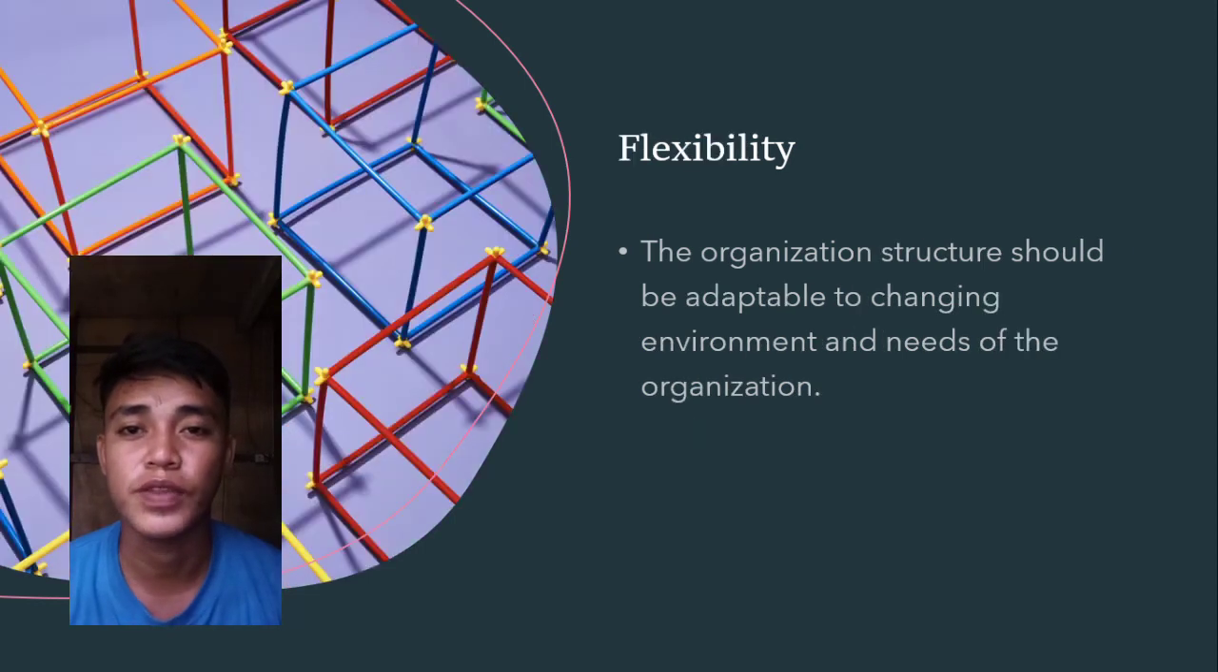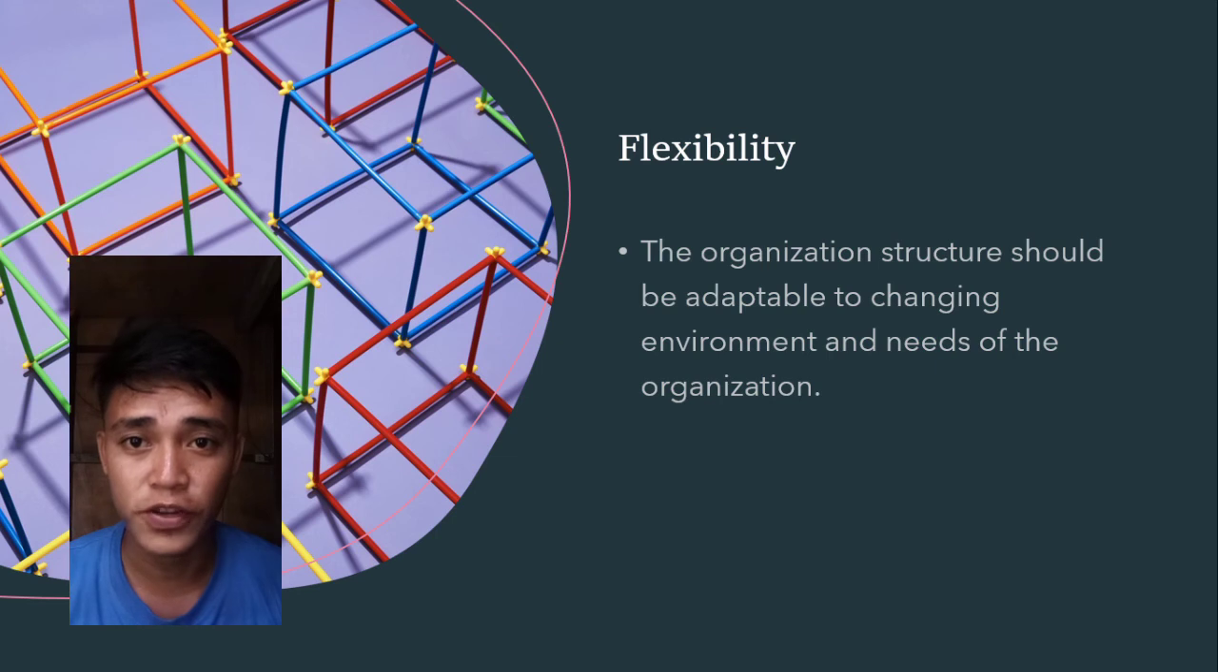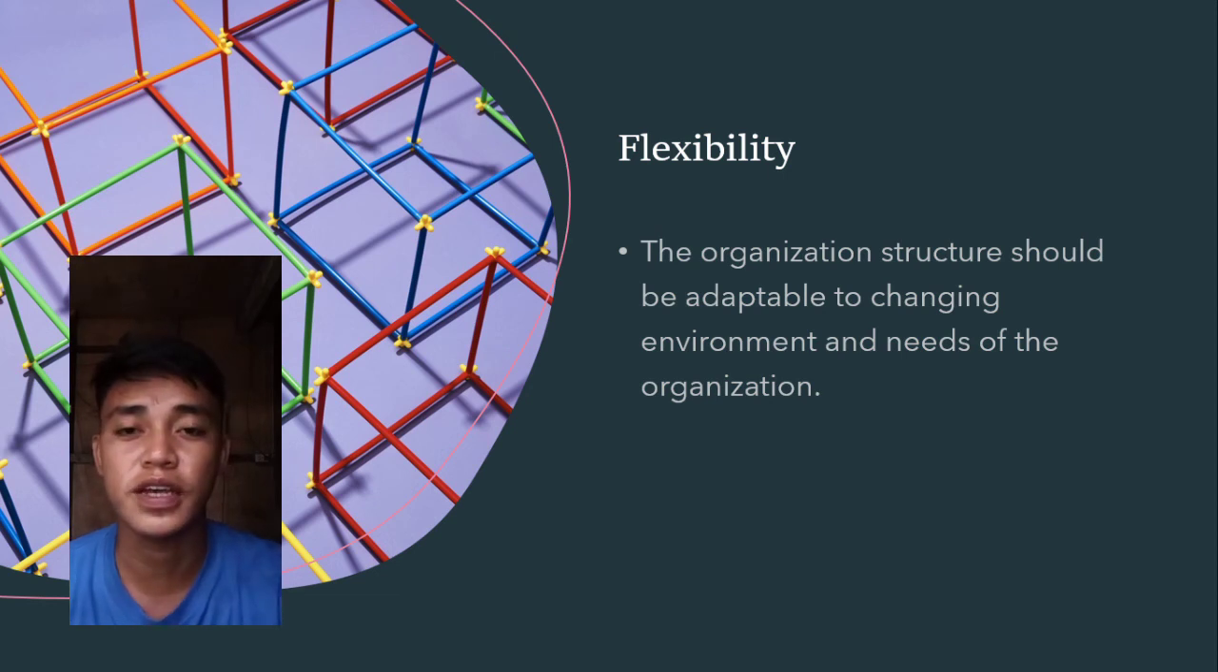Number 12, flexibility. The organization structure should be adaptable to the changing environment and needs of the organization. For this, the organization should be flexible. It should permit expansion and replacement without dislocation and disruption of the basic design.